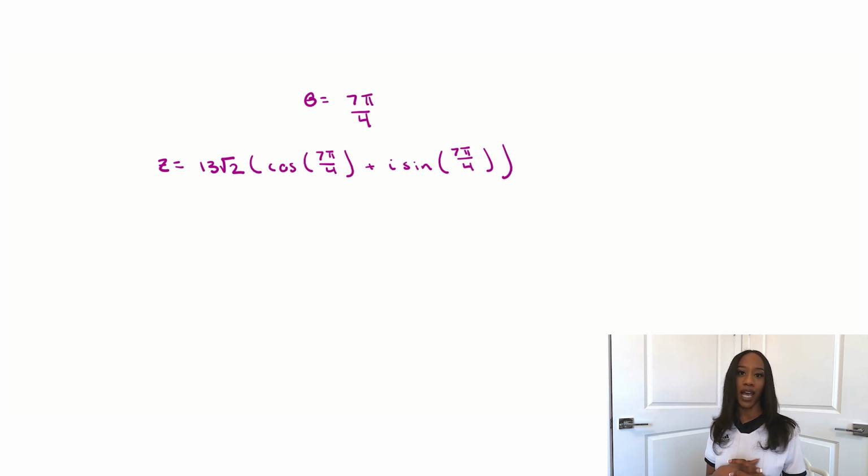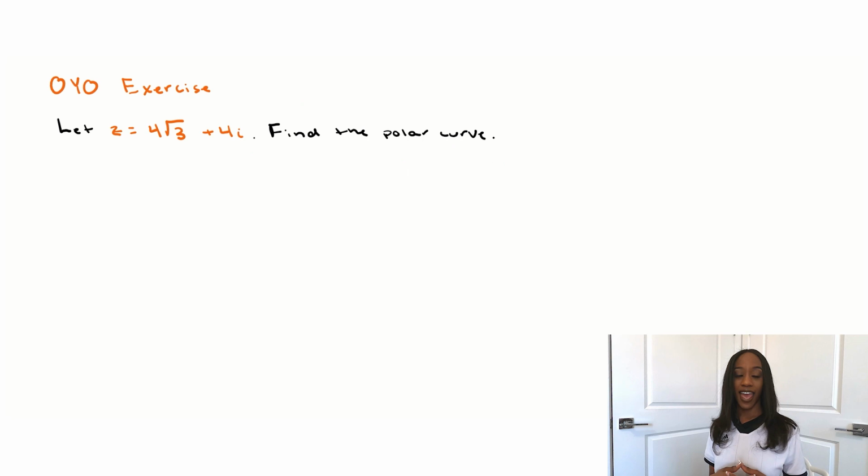I'm also going to leave you guys with an exercise to do on your own. And here is the exercise. It says let z equal 4 square root of 3 plus 4i. Find the polar curve. I'm going to leave the answer to this in the description box, but don't take a peek before you get your own answer.